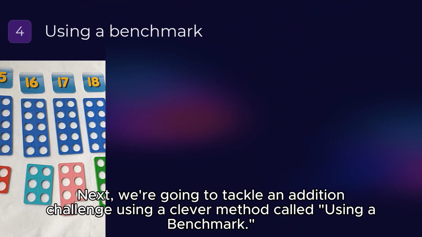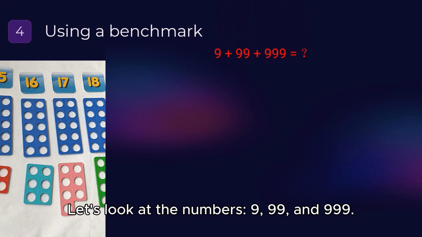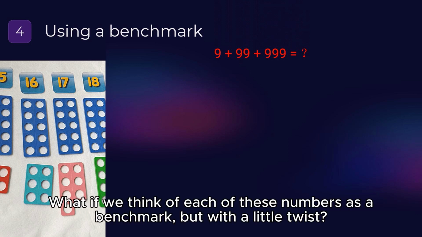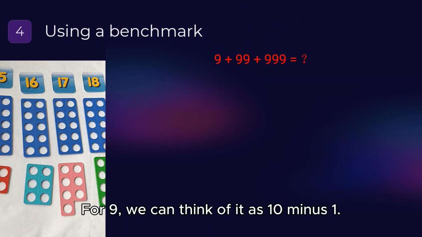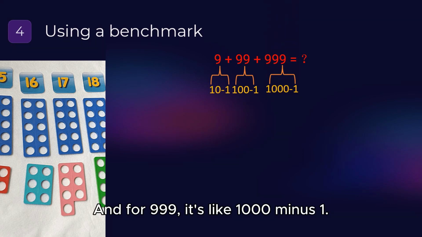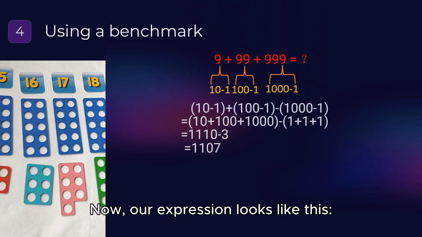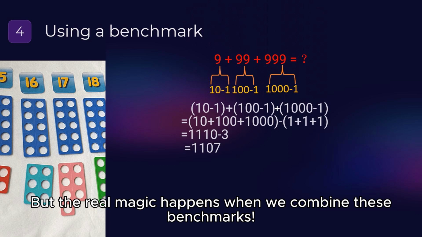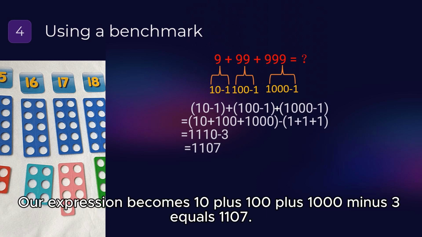Next, we're going to tackle an addition challenge using a clever method called using a benchmark. Let's look at the numbers 9, 99, and 999. What if we think of each of these numbers as a benchmark but with a little twist? For 9, we can think of it as 10 minus 1. For 99, it's like 100 minus 1. And for 999, it's like 1000 minus 1. Now, our expression looks like this. But the real magic happens when we combine these benchmarks. Let's regroup and rewrite the equation. Our expression becomes 10 plus 100 plus 1000 minus 3 equals 1107.